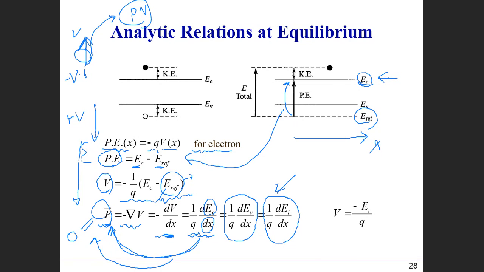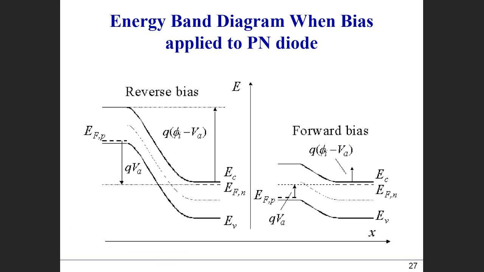Again, it is the same thing: the potential and the electric field are related with the charge, right? If we multiply charge with the potential, that gives us energy. So that is the important concept we need to understand. Let's go back to this energy band diagram here.